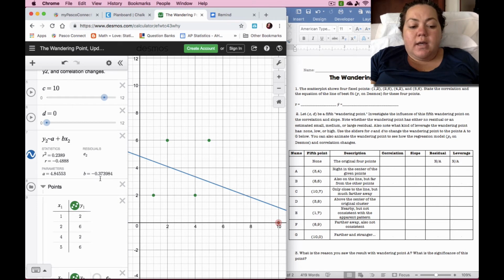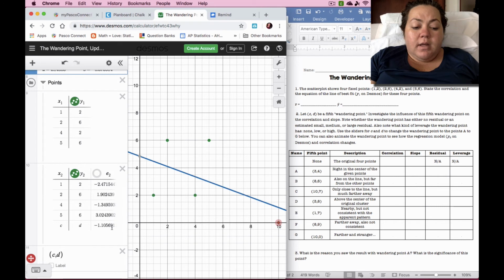So this is a high leverage point, and the residual is not too large, it's not too small really either. It's kind of maybe medium, negative 1.1, small to medium residual. Okay.